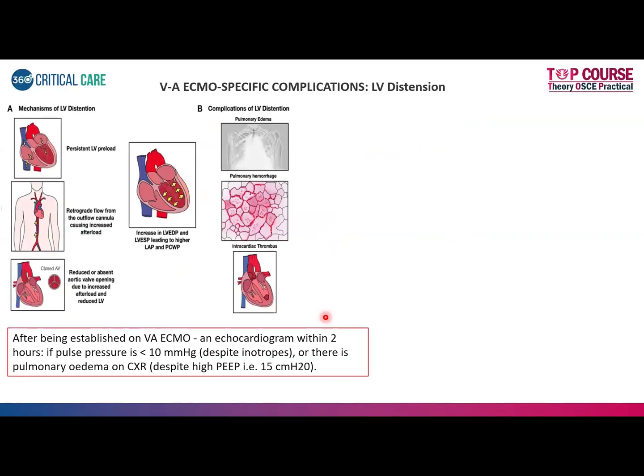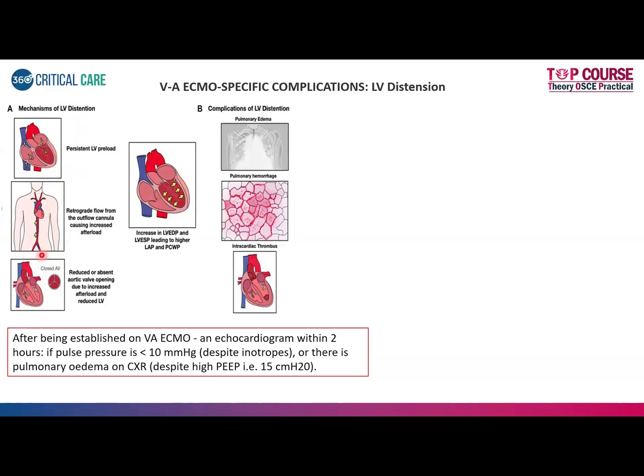Now we discuss the VA ECMO specific complications. What is the mechanism of LV distension? As we have studied, from the right side the blood flows, blends with the oxygenator, and comes to the aorta. So there is a persistent LV preload and a retrograde flow from the outflow cannula, which causes increased afterload. Together these can result in an increase in the left ventricular end diastolic pressure, leading to backflow and a higher left atrial pressure.